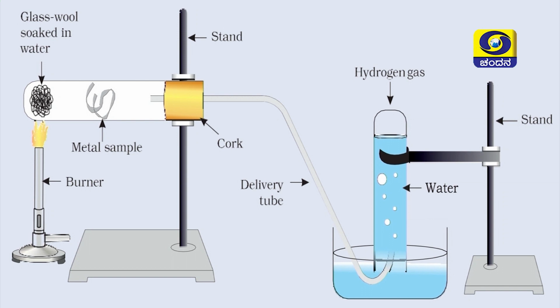Now, you can see this is an experimental setup wherein you can test the hydrogen gas. You can actually see that the hydrogen gas is evolved. You can collect the gas and test whether it is hydrogen gas. A metal sample is taken in the test tube and there is glass wool soaked in water at the end of the test tube, which is heated. When you heat that glass wool, the water in it is converted into steam. When that passes through the metal sample, you can see the evolution of the hydrogen gas, and the hydrogen gas is collected in the test tube by the downward displacement of water.